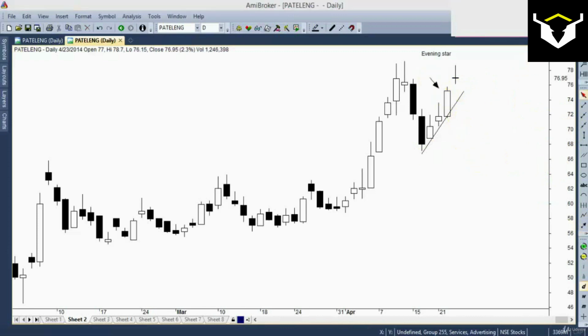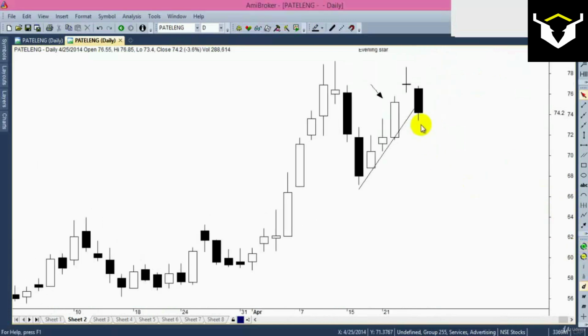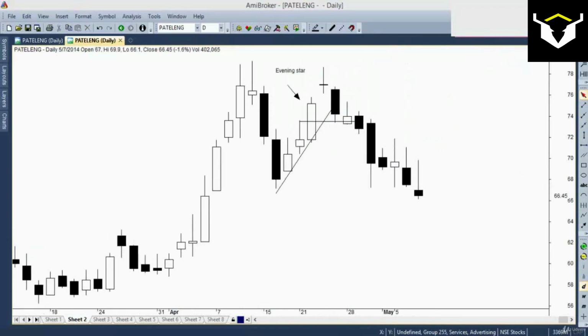Let's add some bars. Prices gap below the previous day's close and trade lower, even though it is not below the mid-range of the first bar, but still the pattern carries all the essence of an evening star pattern. Let's add some bars and prices continue to trade lower.